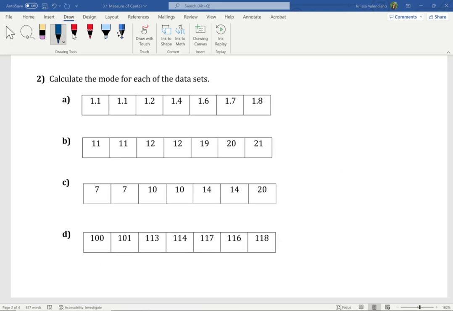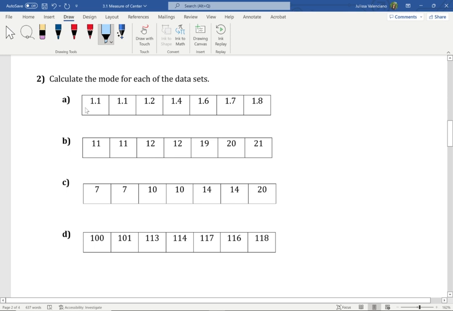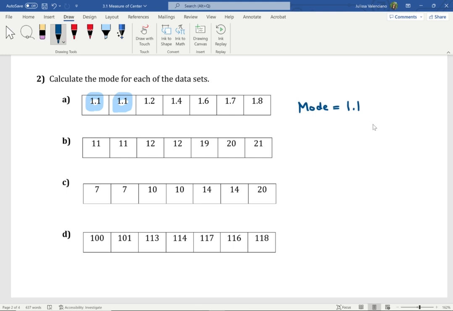Now, let's look into more examples where we're being asked to calculate the mode. I want to show you cases where we have one value for the mode, two values for the mode, and finally, cases where we do not have a mode. So let's look at the first data set. Here in part A, we have the values 1.1, 1.1, 1.2, 1.4, 1.6, 1.7, 1.8. If we're finding the mode, we're looking for the value that occurs with the most frequency. The only value that repeats is 1.1. For this data set, the mode is 1.1. Very similar to the previous example we saw.